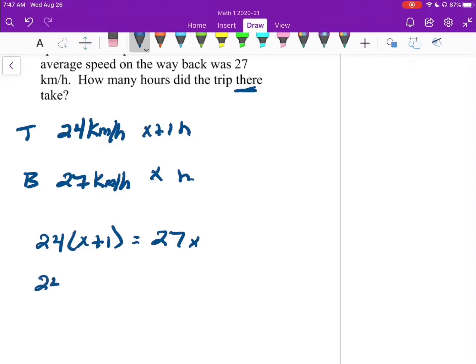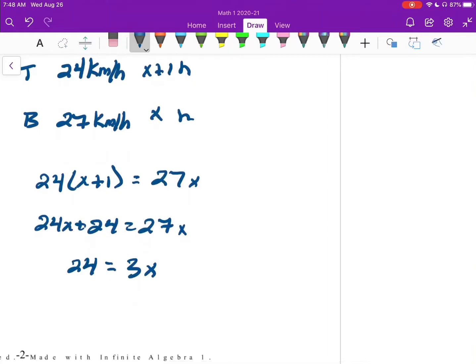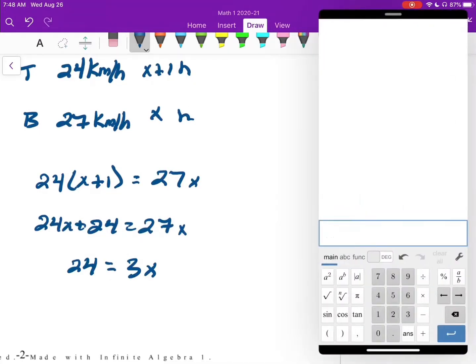So 24x plus 24 equals 27x. I'm going to put my 24 on the right side. I'm going to have 24 equals 3x. And if I divide by 3 on both sides, I have 24 divided by 3. That's 8. So 8 equals x.